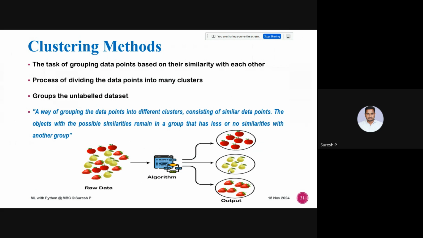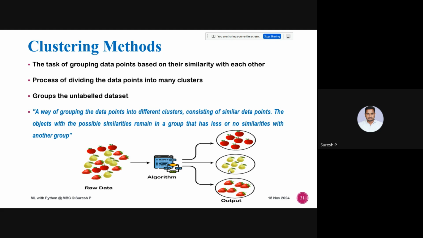First we have to understand what clustering is. That is the task of grouping data points based on their similarity with each other. We will have different data points, and all those data points will be grouped based on similarity. That process is referred to as dividing the data points into many clusters. This grouping process is done on an unlabeled data set. So here we will not have the final outcome variable.